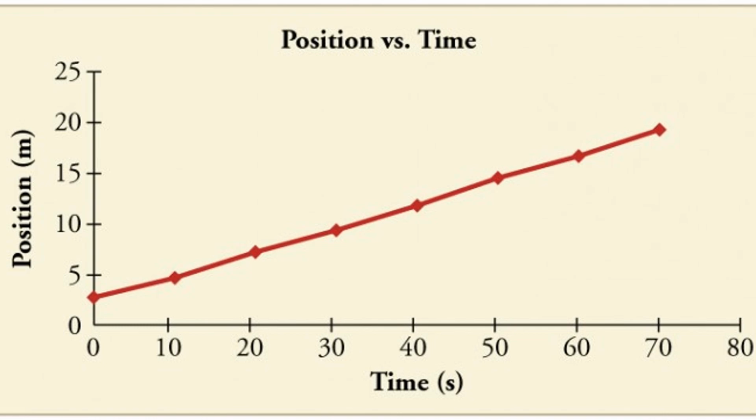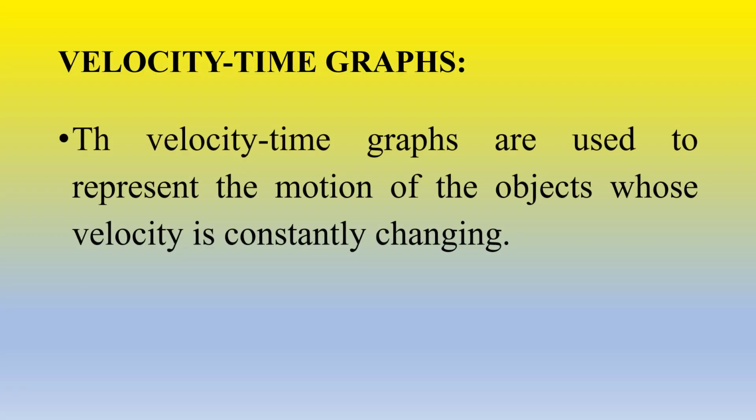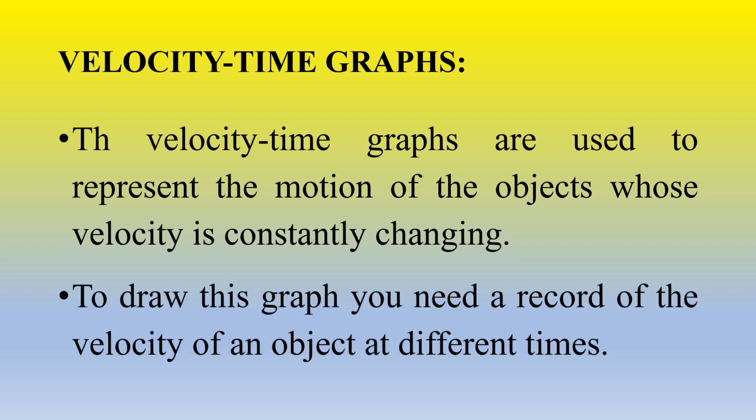Graphical representation of motion. Velocity time graphs. Velocity time graphs are used to represent the motion of objects whose velocity is constantly changing. To draw this graph you need a record of the velocity of an object at different times.